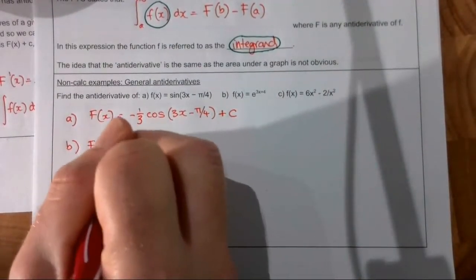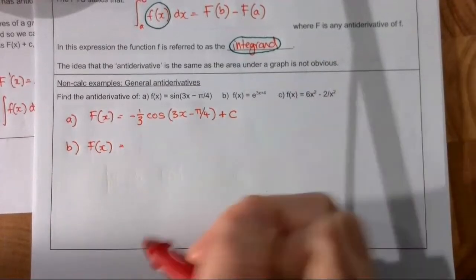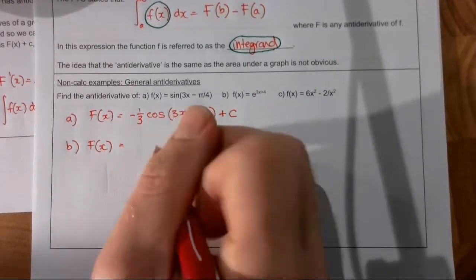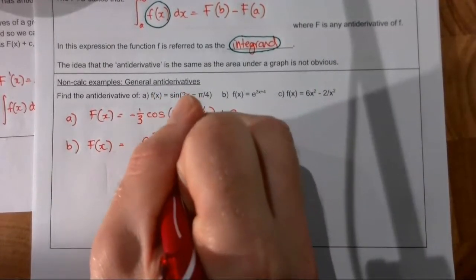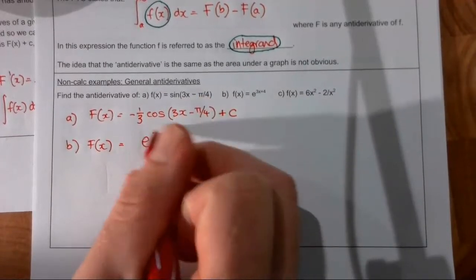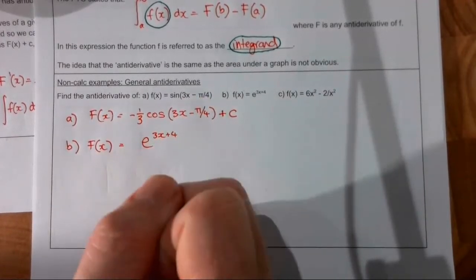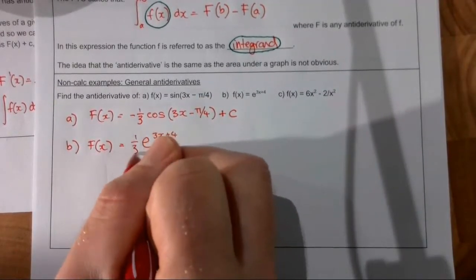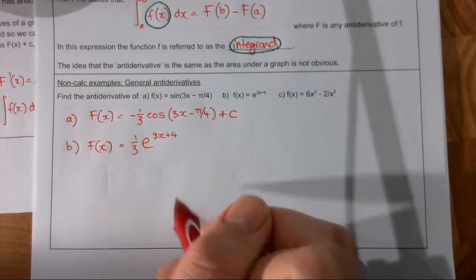Second one, well, what differentiates to give me e to the power 3x plus 4? It's going to be something like e to the power 3x plus 4, except if I do differentiate this, I'm also going to have to multiply by 3, so I must divide by 3 to cancel out.